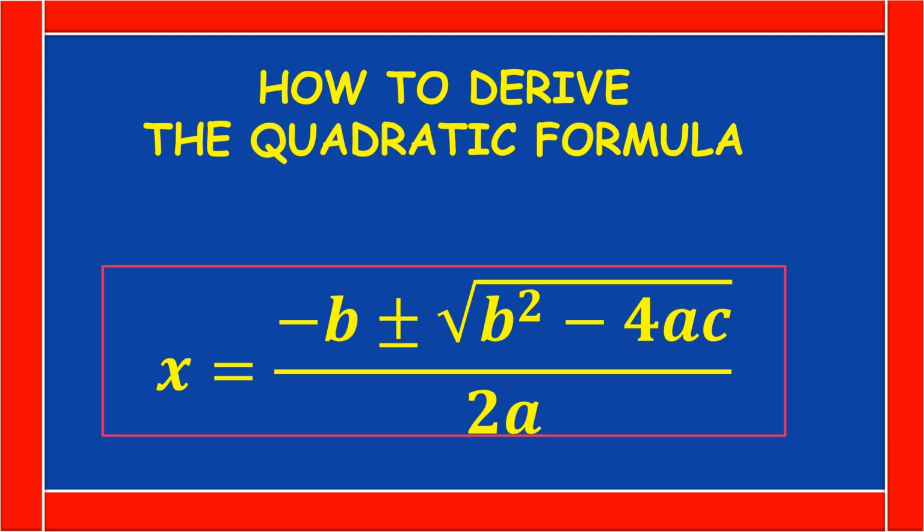Welcome, viewers. Today, we will be looking at how to derive the quadratic formula, which we can see: x is equal to minus b plus or minus the square root of b squared minus 4ac, all over 2a. We will be deriving this quadratic formula using the completing the squares method.